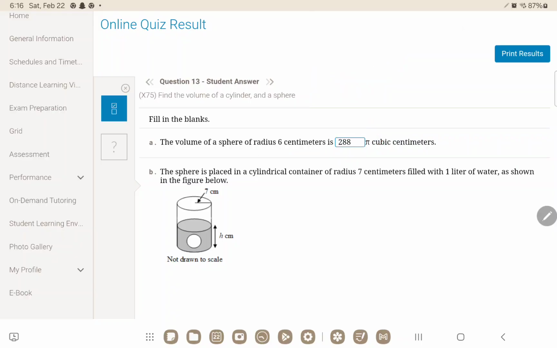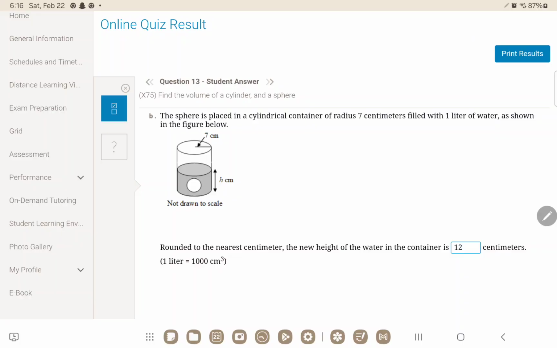Now, for the next part, they said the sphere is placed in a cylindrical container with radius 7 centimeters and filled with a liter of water, as shown below. Now they want the height of the water in the cylinder. What do we do? We find the height of the water in the cylinder without the ball. We find the height of the cylinder with the ball, and we add them. Now, to find that, you need to put 1000 centimeters cubed, which is the volume of the water, equals pi r squared height. R is 7.